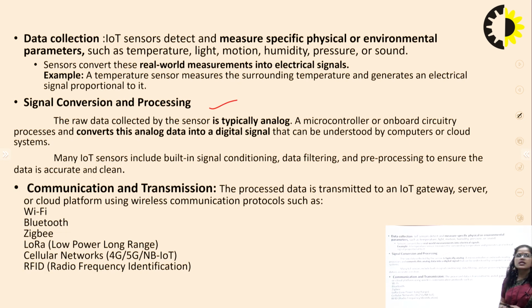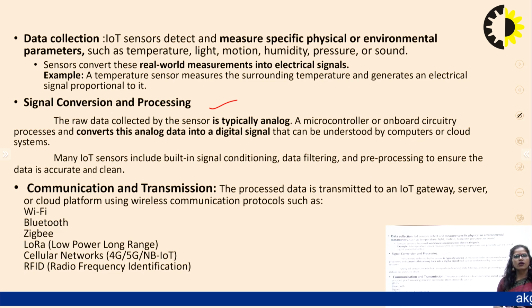Next we will discuss the second step. This is signal conversion and processing. Basically the raw data is collected in the form of analog, and there we have a microcontroller, or you can say on-board circuitry, which processes and converts analog to digital.